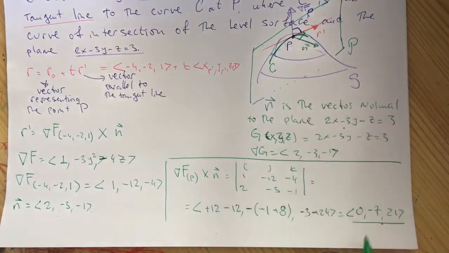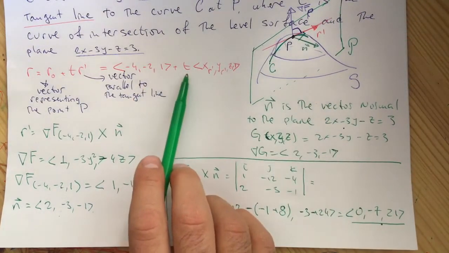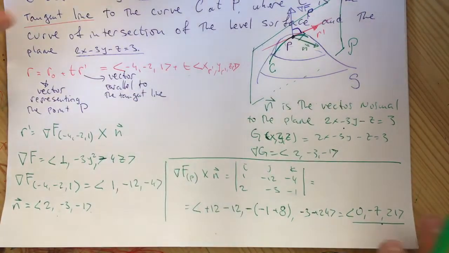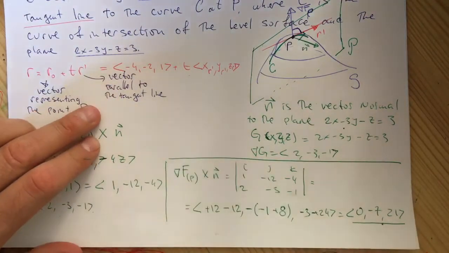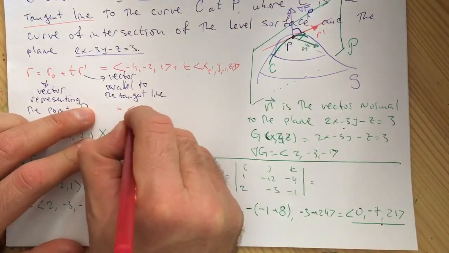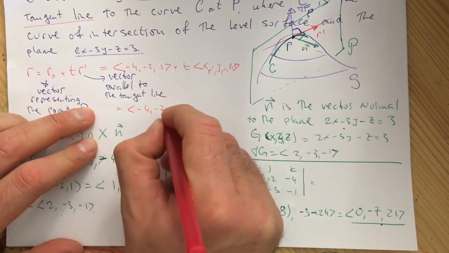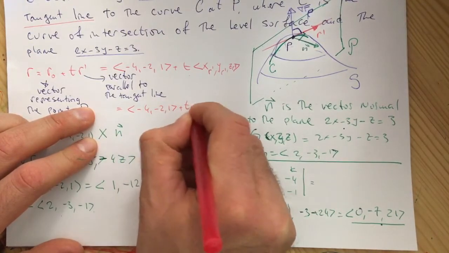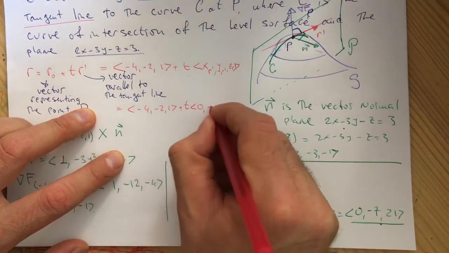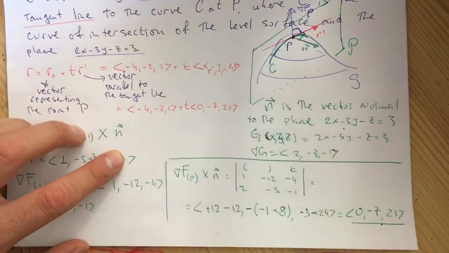So this is the vector that's parallel to the tangent line. This vector gives us the direction of the tangent line. Well, in that case, I can rewrite this as <-4, -2, 1> plus t times <0, -7, 21>.